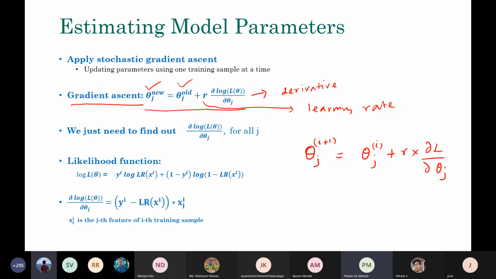Isn't this Newton's method, the Newton-Raphson method, applied in many dimensions together? It's not exactly the Newton-Raphson method, but it's close. In the Newton-Raphson method, you also have the second order derivative, but you do not have that here. You only have the first derivative.